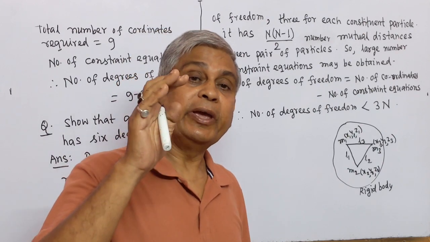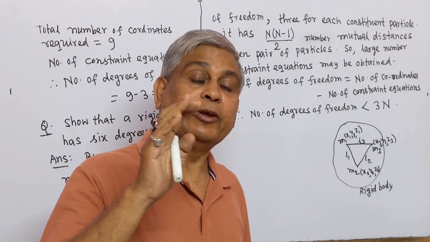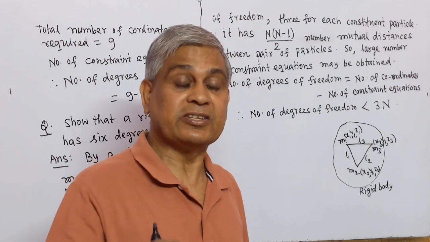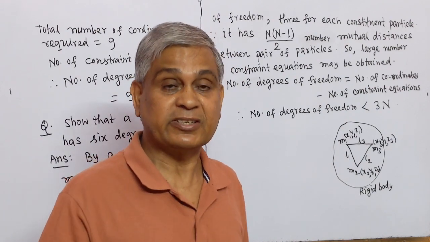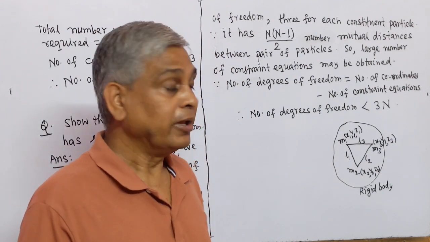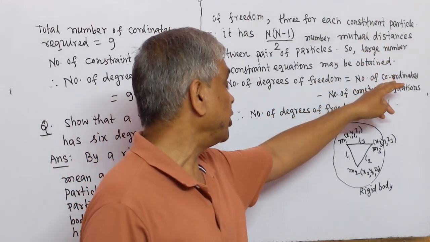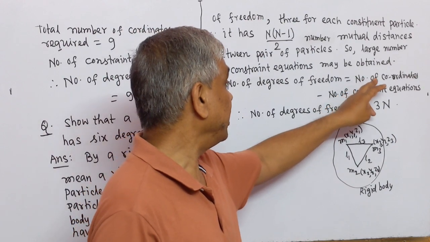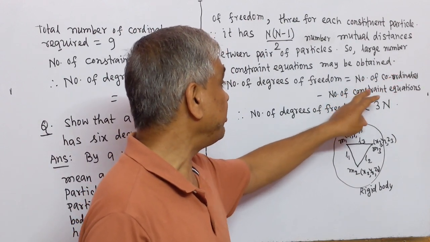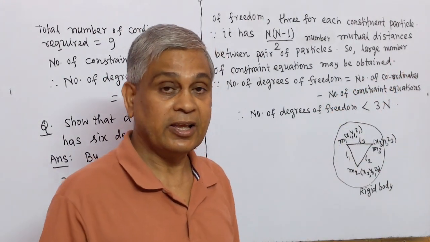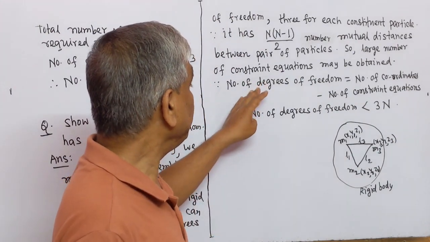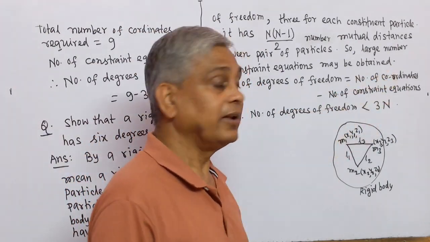For a rigid body, the distance between two particles is always fixed. So we may get different constraint equations with the help of these distances, and we know that the number of degrees of freedom is equal to the number of coordinates, that is 3n, minus the number of constraint equations, so the left side will be less than 3n.